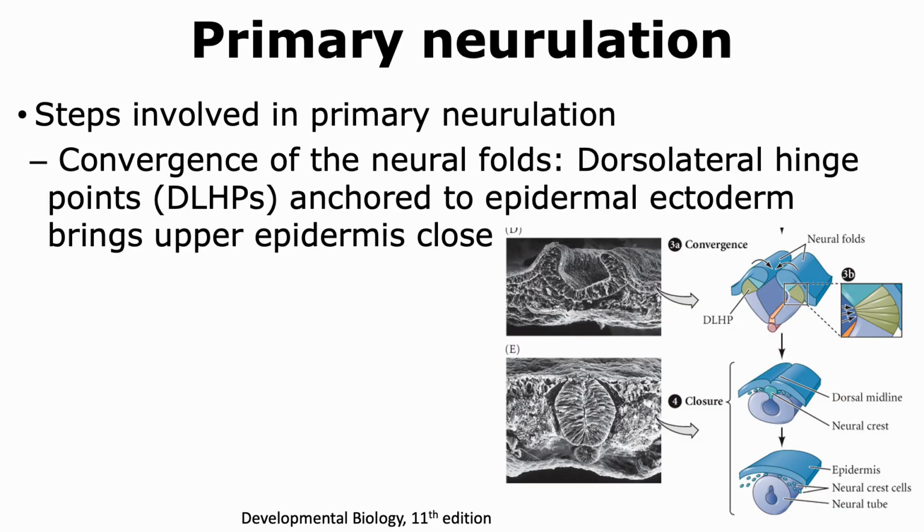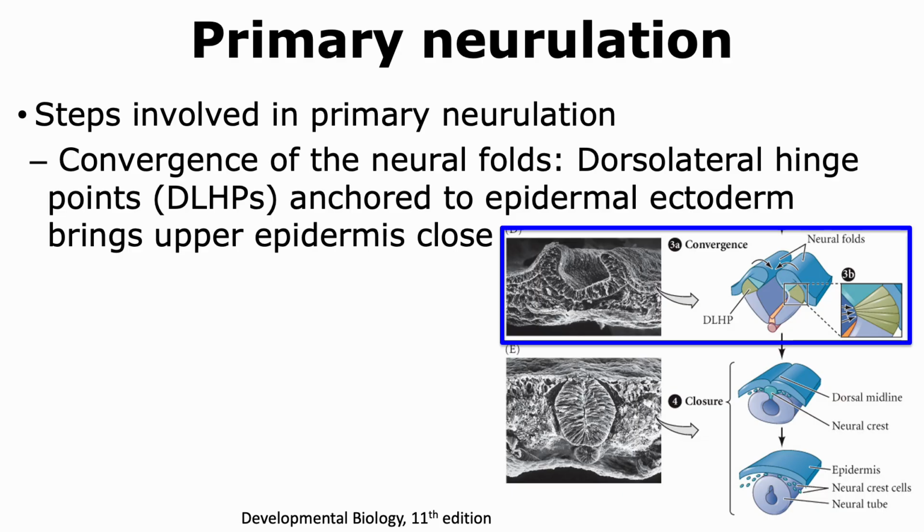The next step involves the convergence of the neural folds. So the way we saw the medial hinge point, in this step we have another type of hinge point formed, which is called the dorsolateral hinge points. And these dorsolateral hinge points allow the neural folds to come close together.